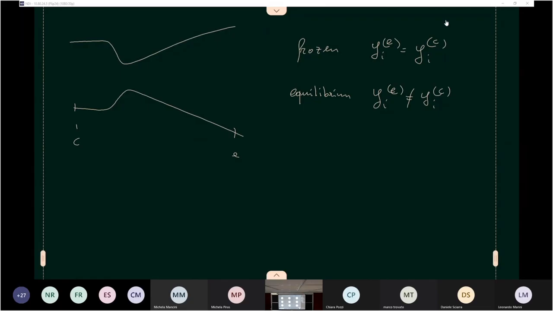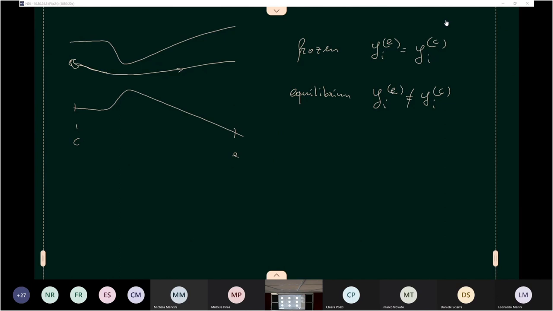It's time, because what we said is that to reach the equilibrium condition we need time. And so at this point we have to make some comments about that. Let's consider a fluid particle which evolves through here, which evolves along the thrust chamber. What happens to this fluid particle?